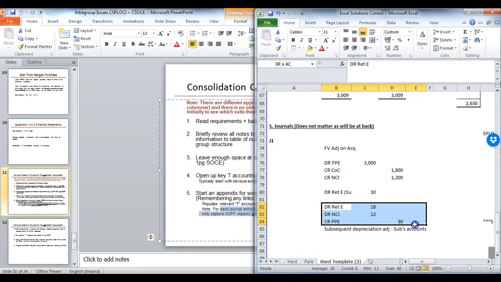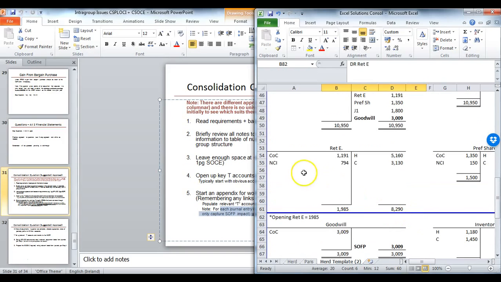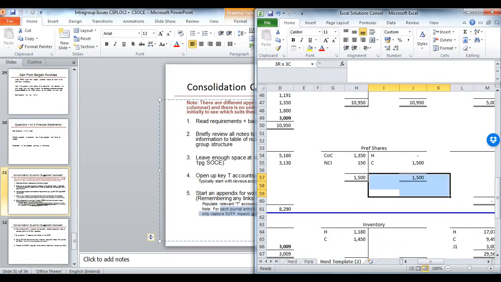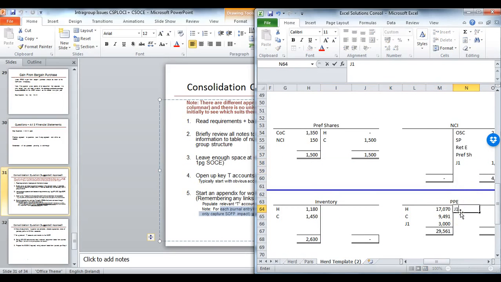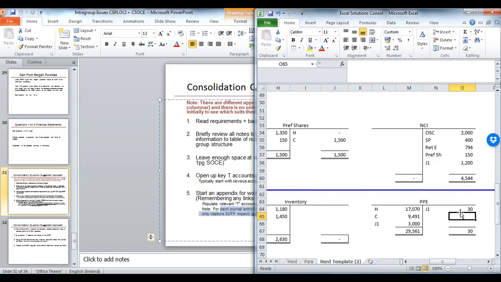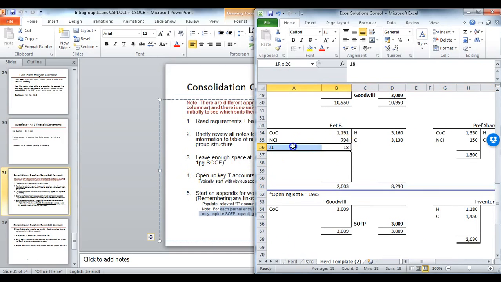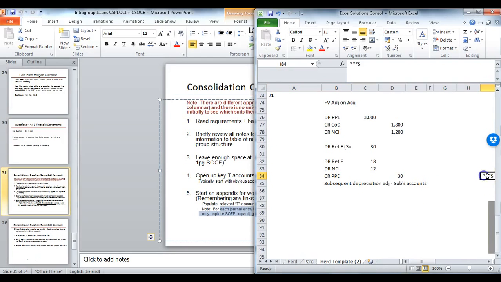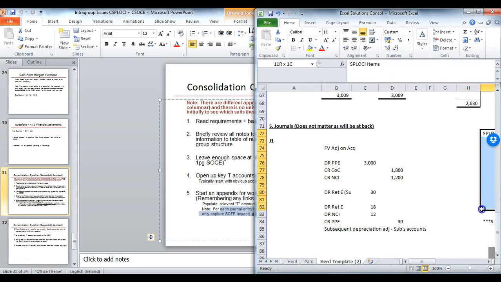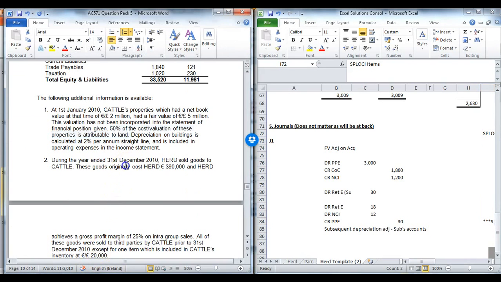So again, don't forget to actually put in the journal entries then. So here, J1 18. In terms of property, plant, equipment, it's J1 30. So again, stop this at any time just to make sure you're comfortable with it. And finally then J1 12. So 30 on the credit side, and then 12 on the debit side, and 18 on the debit side. And we also know that when we go to prepare our SPLOCI, that 30 needs to go in as an adjustment. So that's our first working done.